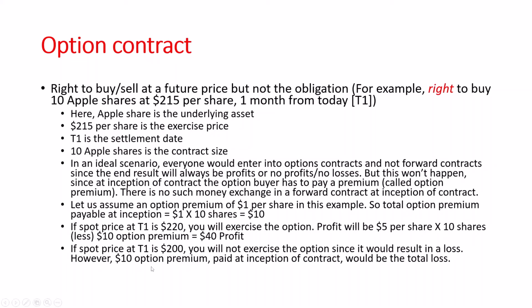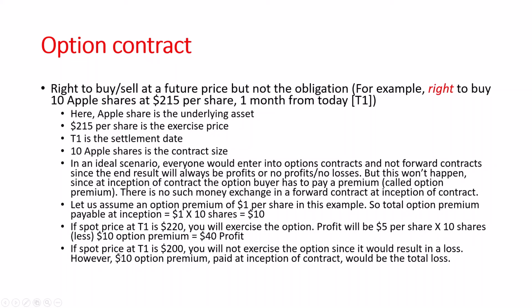So let us see the example here. Let us assume an option premium of $1 per share in this example. So total option premium payable at inception will be equal to $1 into 10 Apple shares, so it is $10 in total. Now let's say the spot price at T1 is 220. You have the right to buy at 215, you will be able to sell at 220, which is the spot price, so you will be able to make a profit of $5 per share, that is 5 into 10, $50. But you have also paid the option premium at inception, which was $10. So your net profit is only $40. So the option premium you will always have to deduct to arrive at the net profit or loss that you have derived from the options contract.